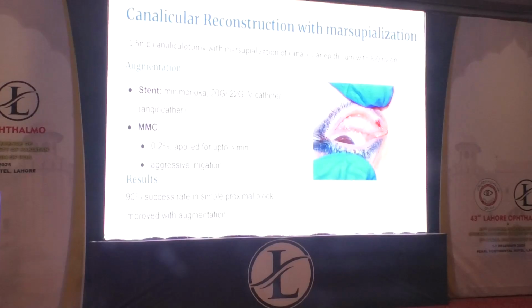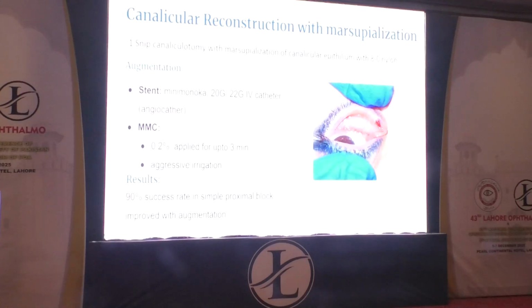So this is a technique that we've currently used with good success rates. It's canalicular reconstruction with marsupialization of the canalicular epithelium. We use Tenon nylon to do the marsupialization of the epithelium. It can be augmented if required with a stent, which can either again be mini Monoka or a 20 gauge or a 22 gauge IV catheter or an angiocath.